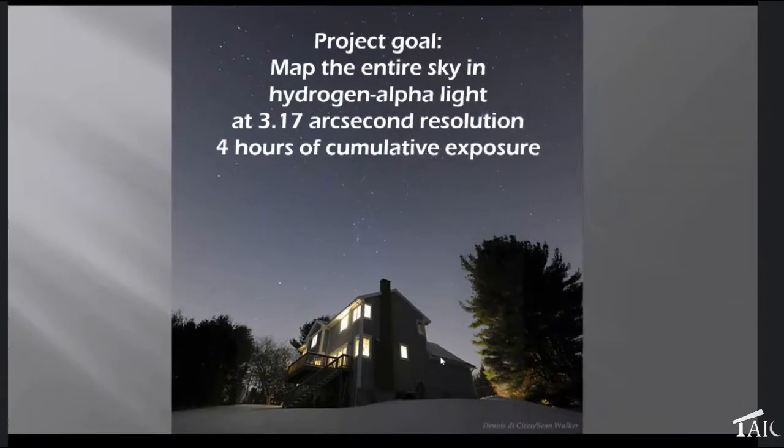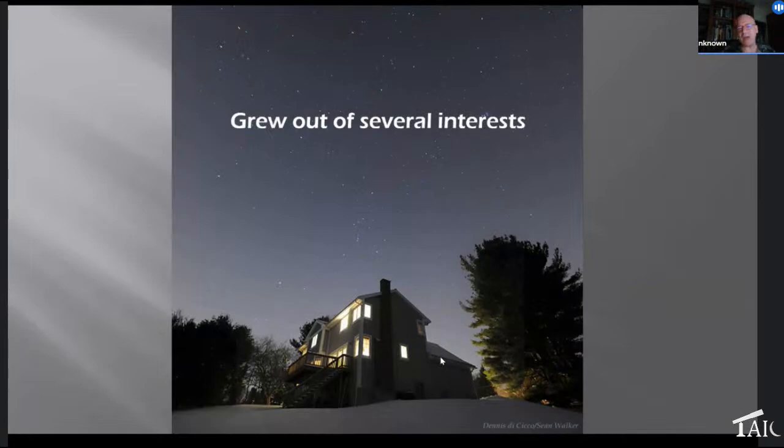Anyway, the project's goal is to map the entire sky in hydrogen alpha light at moderately high resolution of 3.17 arc seconds per pixel, with a 4-hour cumulative exposure across the entire sky. And this grew out of several interests from each of us.